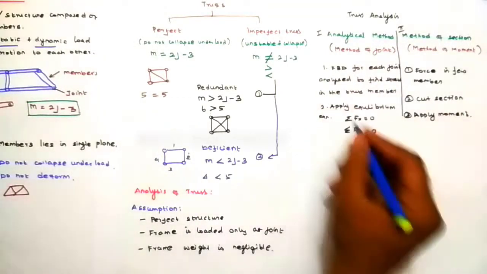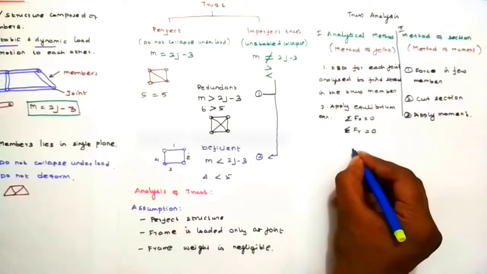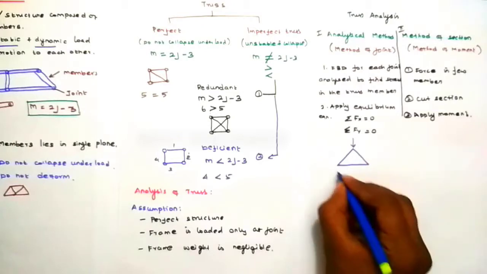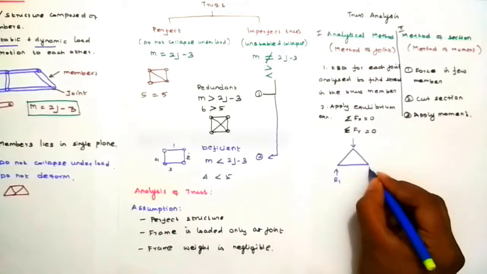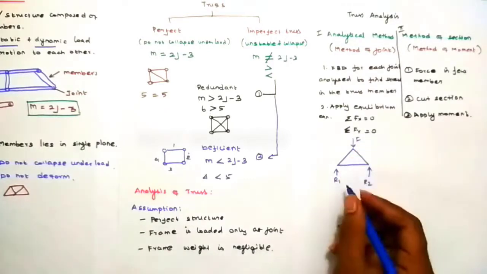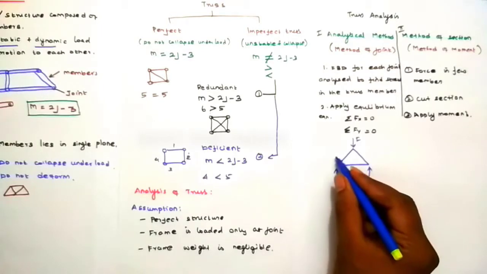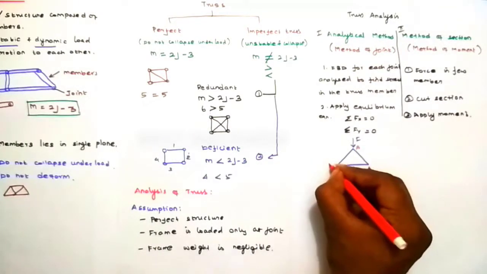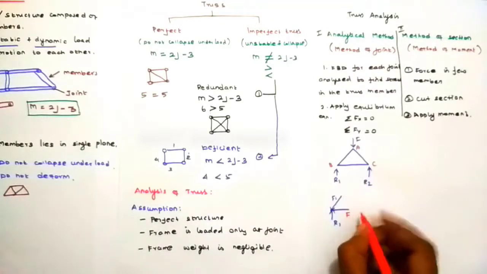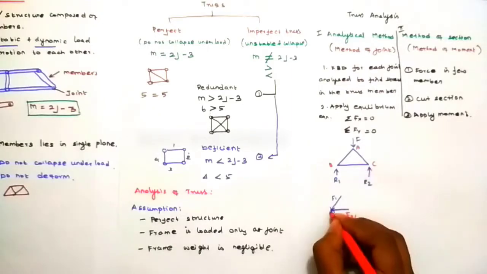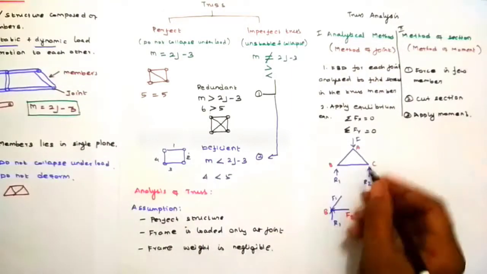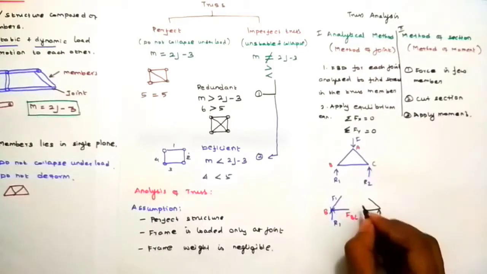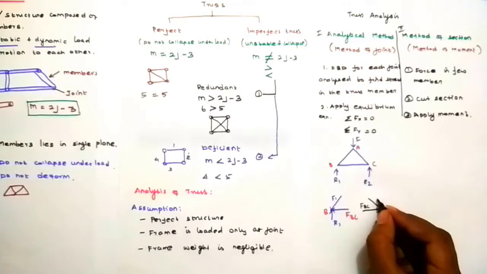Let's see the example for analytical method. This one is a truss structure. Load is applied here. Here is reaction 1. Here is reaction 2. And this one is force F. We can resolve and we can apply the free body diagram for R1, A, B, C. Here will be the force F, B, C for joint B. Like that we can draw for joint C. This one is force R2 and here will be the force FBC and here will be the force FAC.